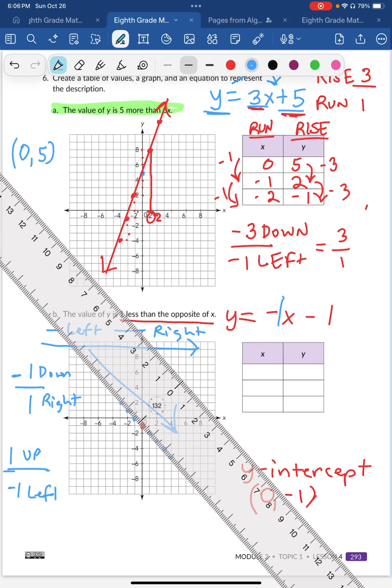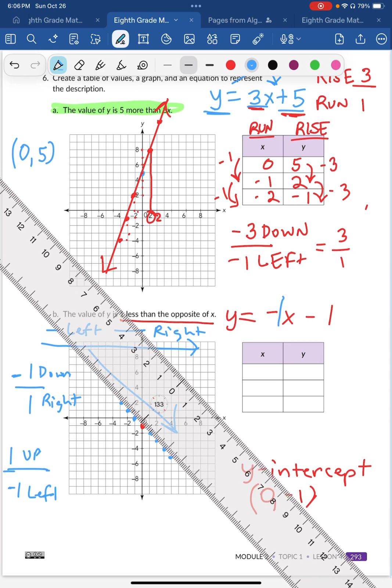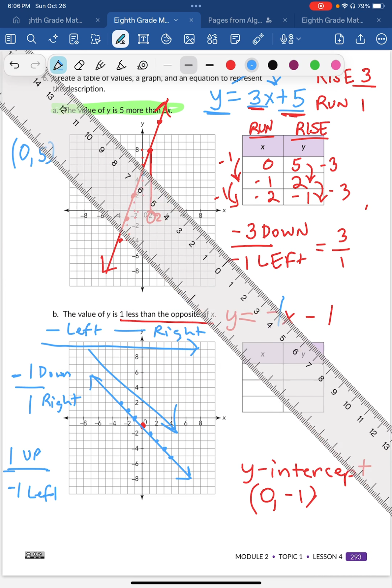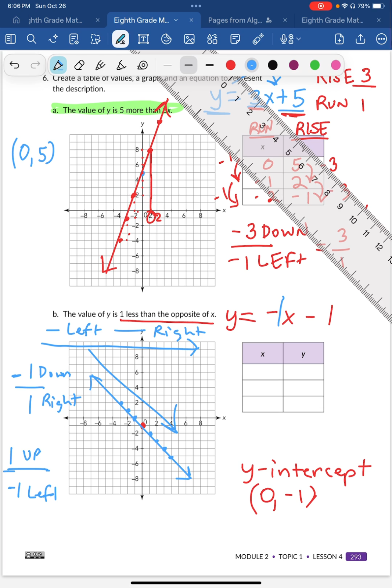and then fill out our table. So I know my y-intercept is 0, -1. My slope is -1. So I'm going to have 1, -2, 2, -3, because I'm going down, subtracting 1 every time, but then I'm adding 1 every time.